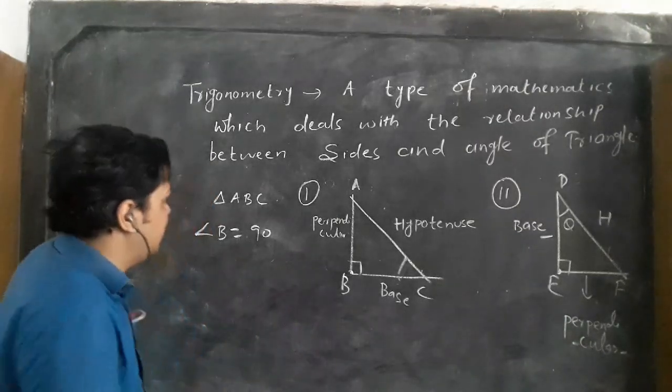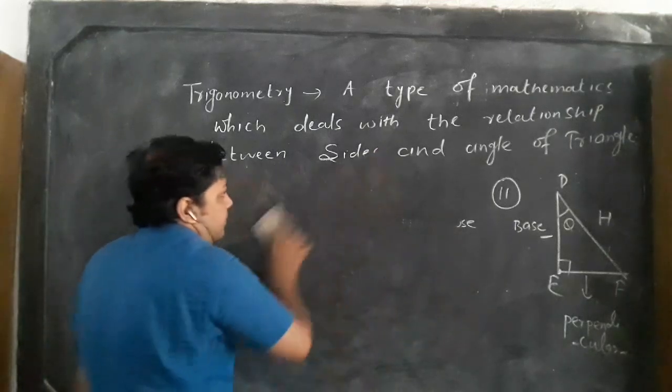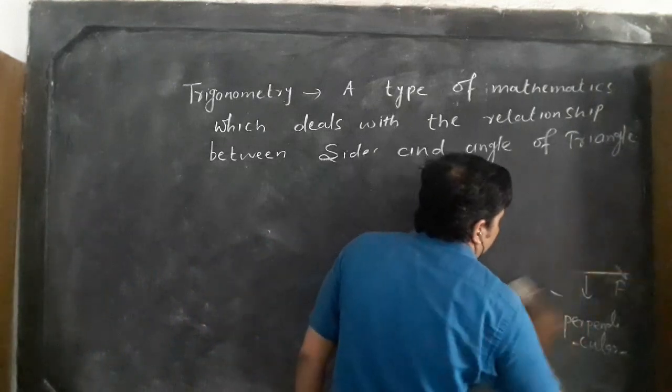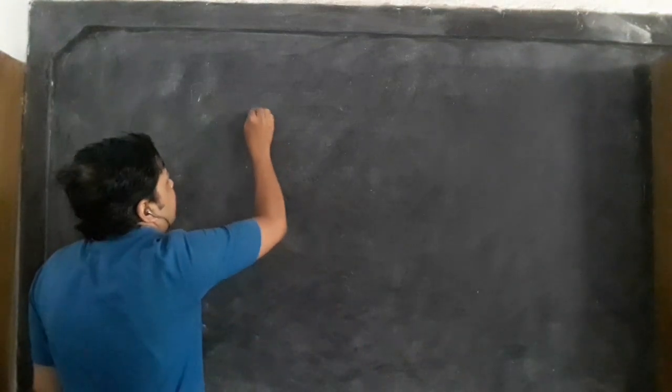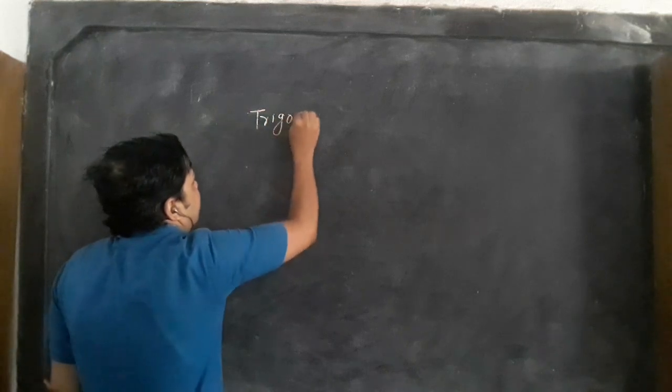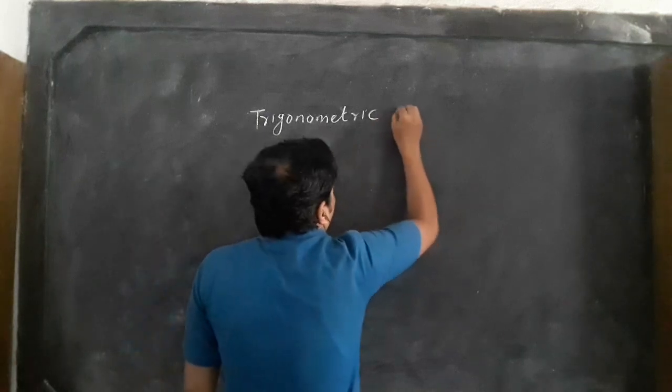Now let's see some terms related to trigonometry. When you enter the trigonometry chapter, your teacher will tell you that there are a total of 6 trigonometric ratios.